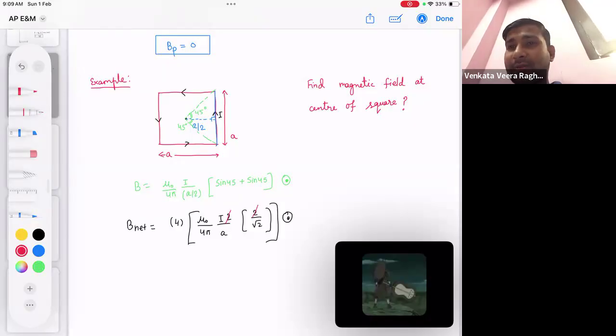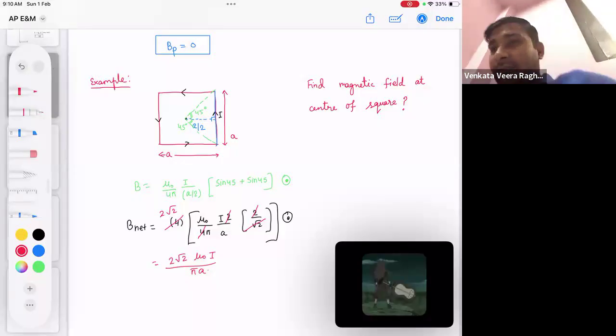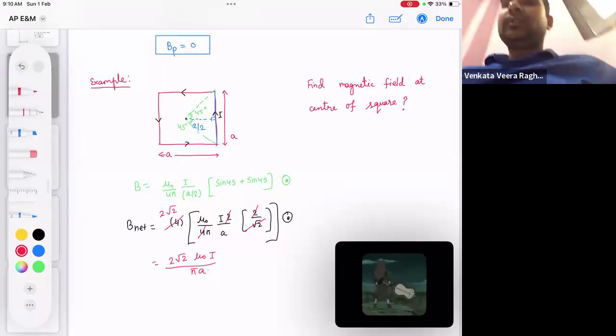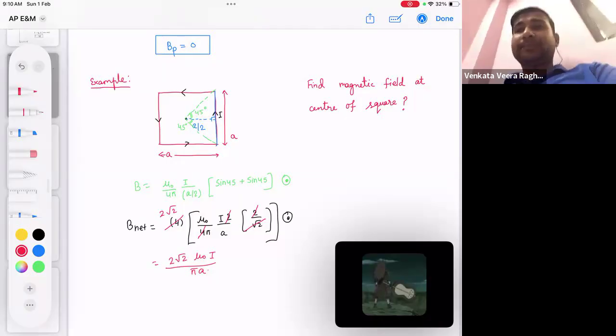2 and 2 get cancelled out with this 4. Right? So what we have? We have root 2 there. You can write it as 2 root 2. So you have 2 root 2 mu naught I by pi a. So this is the net magnetic field at the center of the square we were calculating. Okay, understood?